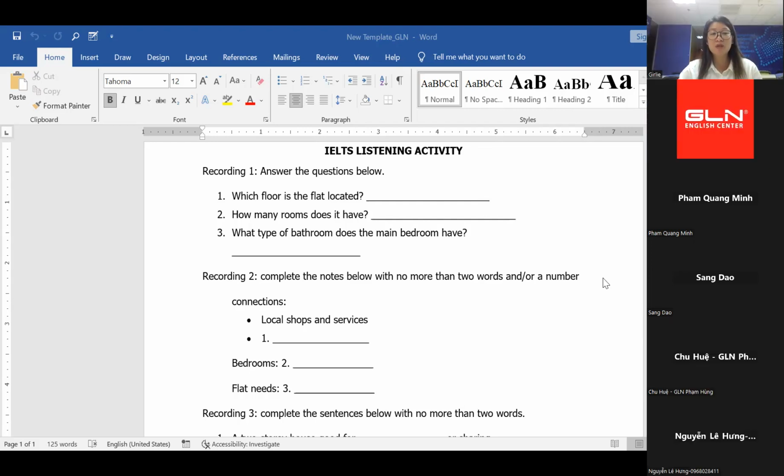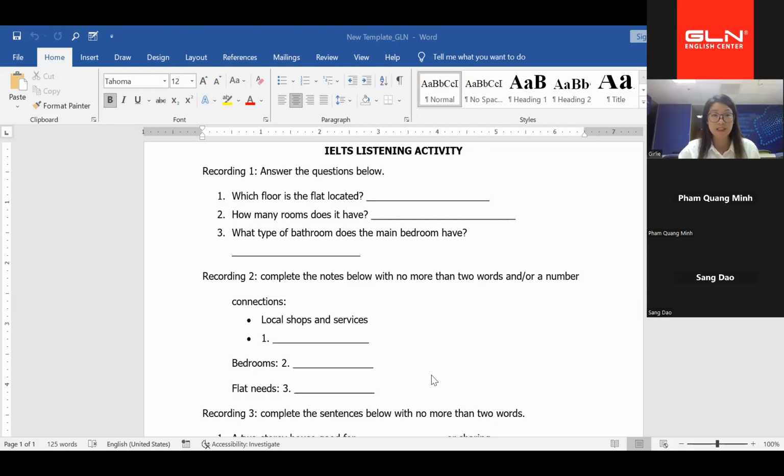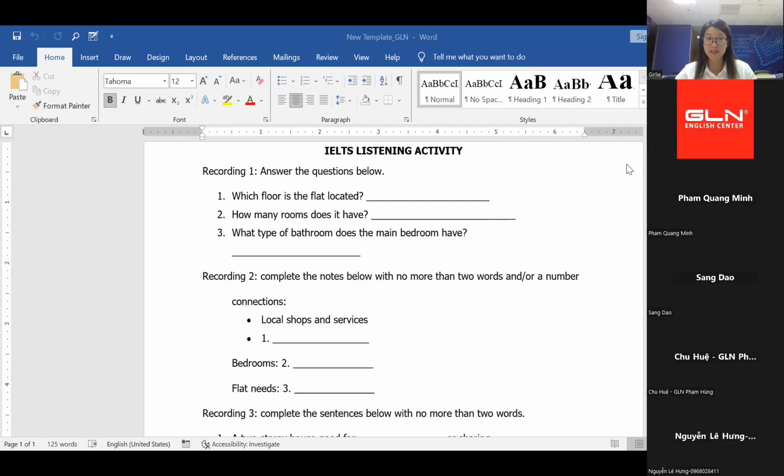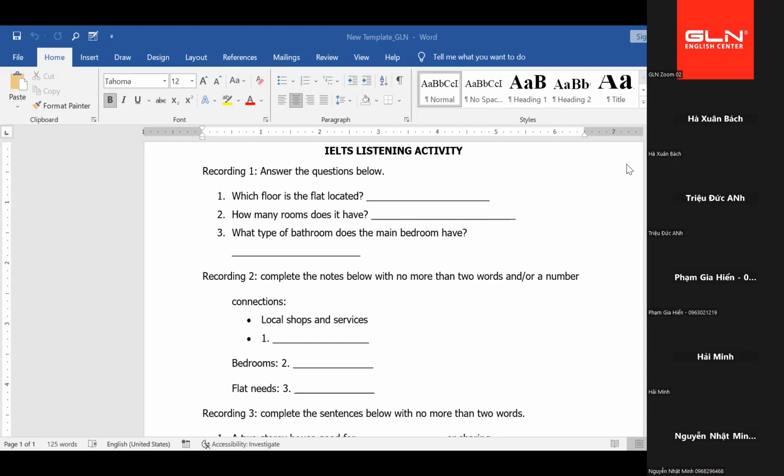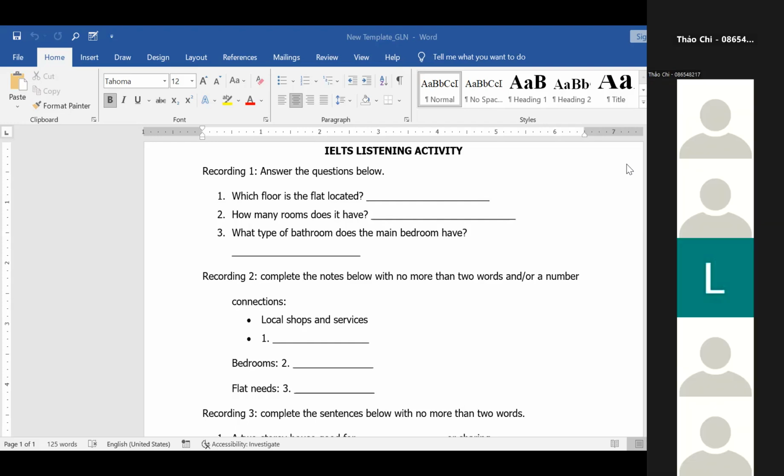So Thanh Nam, which floor is the flat located? By the way, in the IELTS listening, this is what we call short answer questions. Ziahin said it's located on the 3rd floor. It's actually not on the 3rd floor, but on the ground floor, right? So the answer here is ground floor. Oh, thank you for typing your answer there.